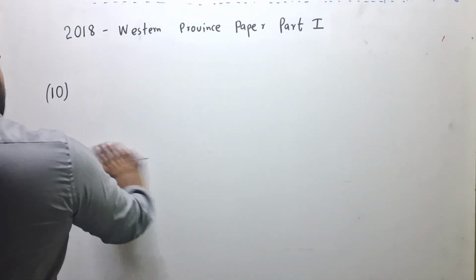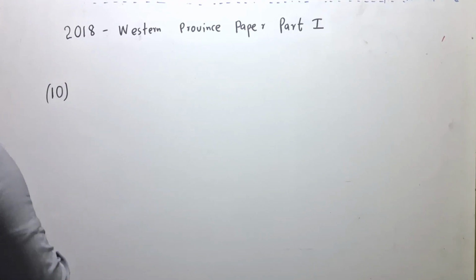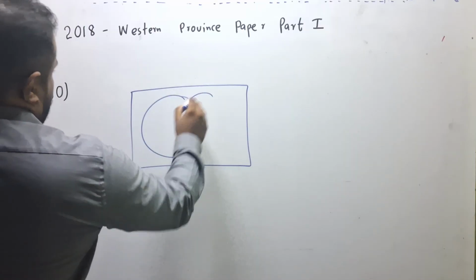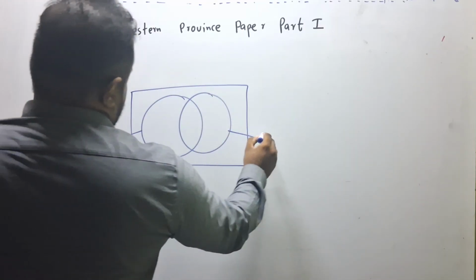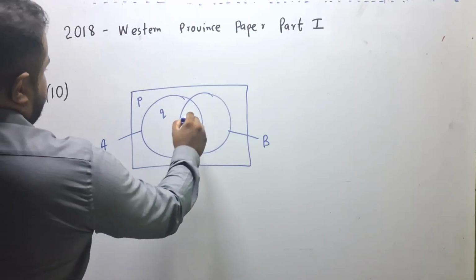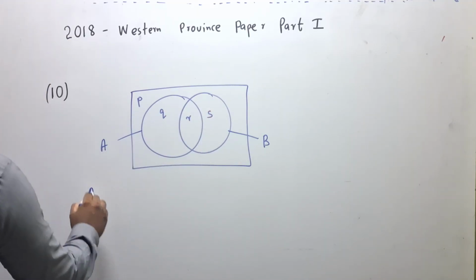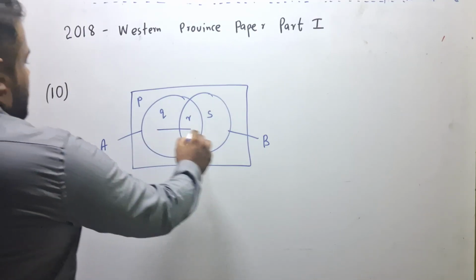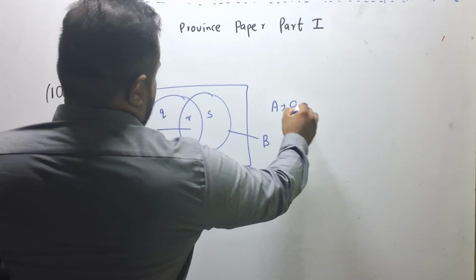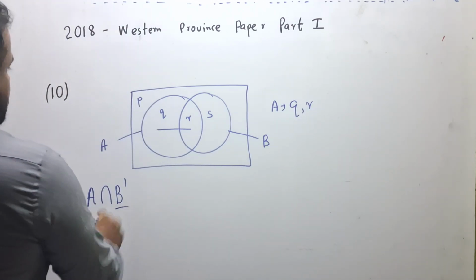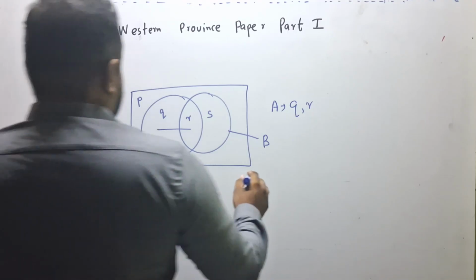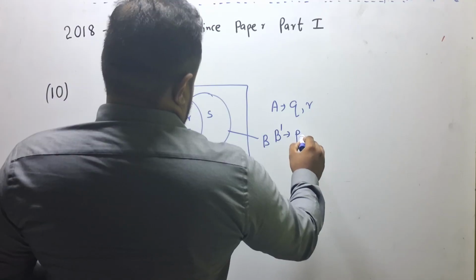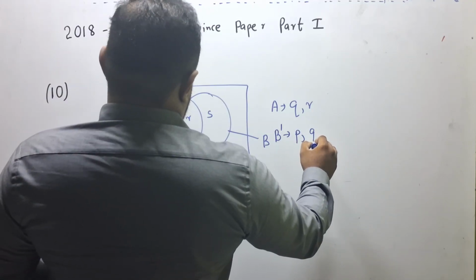If you want to check that answer, you can use this method. We are naming the regions as P, Q, R, S. What is the answer we got? A intersect B dash. What is A? Q and R. What is B dash? P and Q.